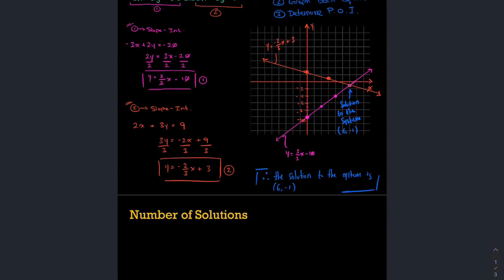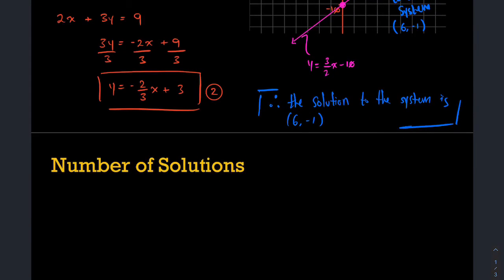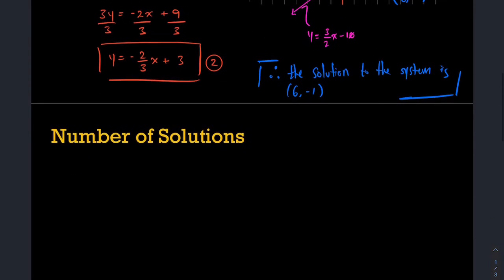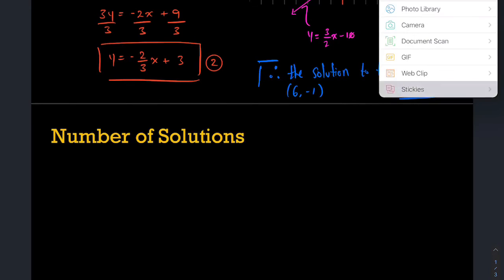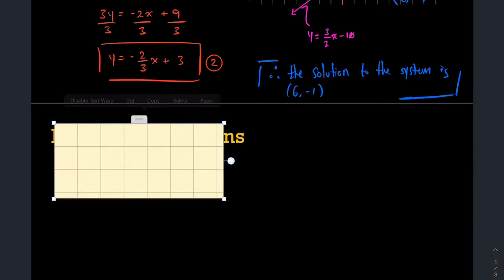So what about when we're looking at the number of solutions? And you might be wondering how there can be more than one solution for a line. You don't know this yet, but you do have an intuition as to how we can actually have more than one solution. So what I'm going to do is bring in a few stickies here.